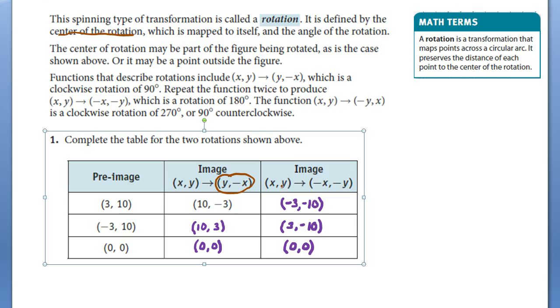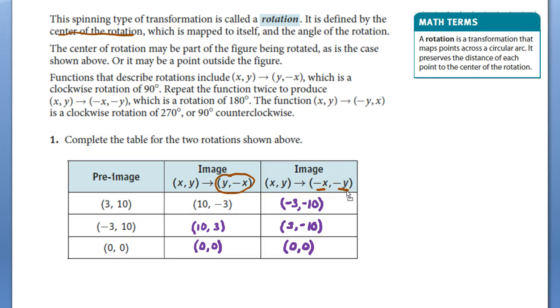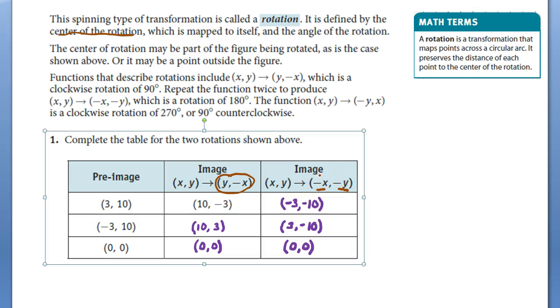This other one here, x, y goes to negative x, negative y. I just have to change the sign of x, change the sign of y. No reversing of the positions here. So 3, 10 would become negative 3, negative 10. The negative 3, 10 would become positive 3, negative 10, and so on.